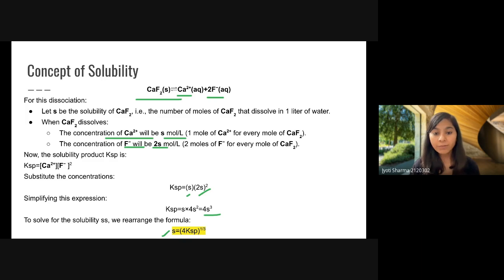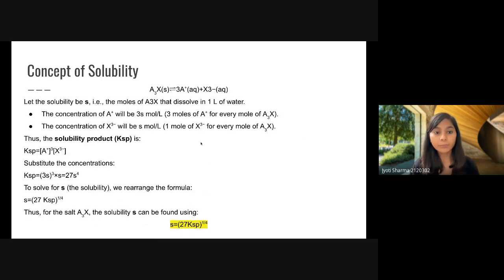Likewise, we have another formula. If we have 3 here, the formula will be S times (3S) raised to power 3, and this will give you 27 multiplied by S raised to power 4. This is how the formula for the solubility changes for a salt like AB3. So this is how you can calculate the solubility.